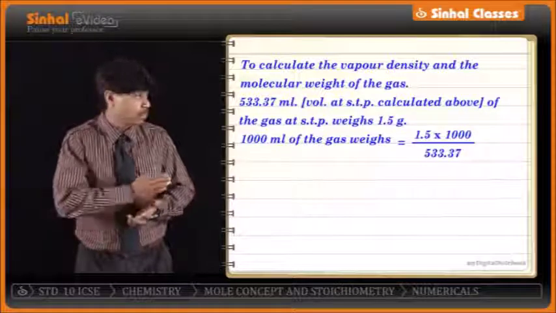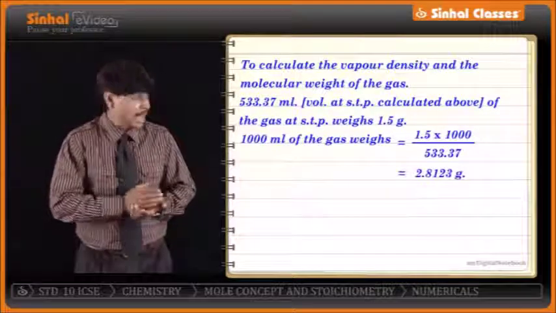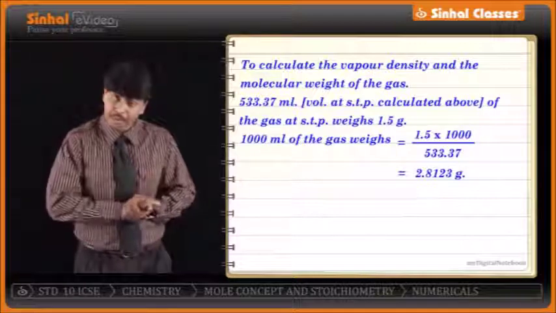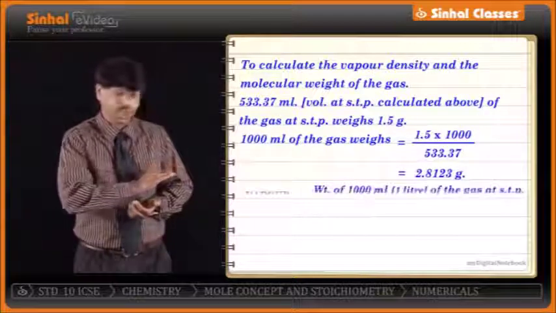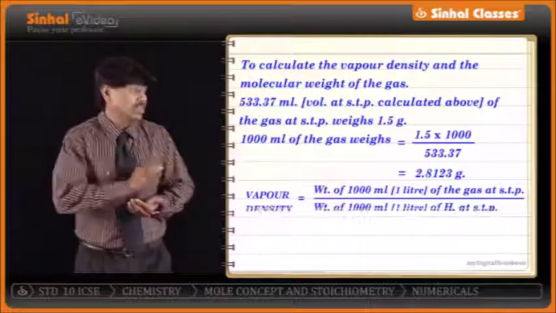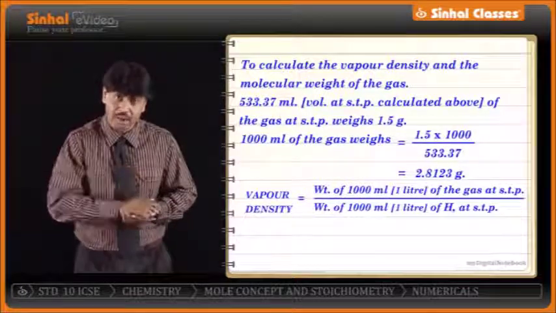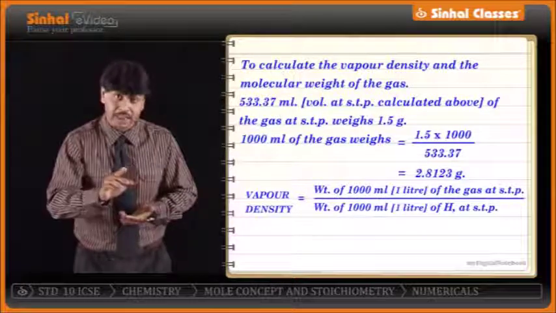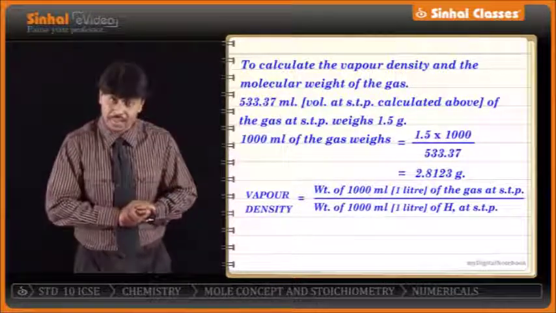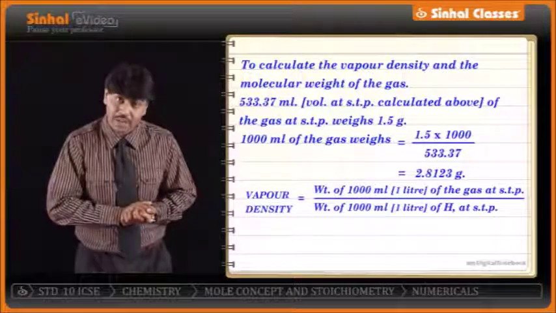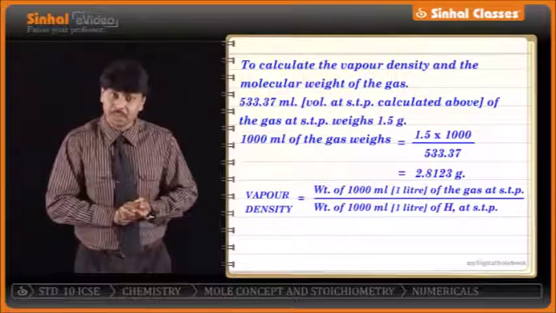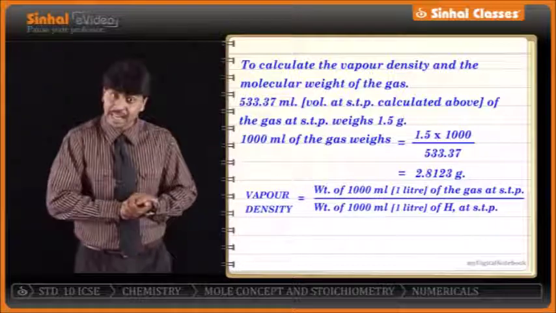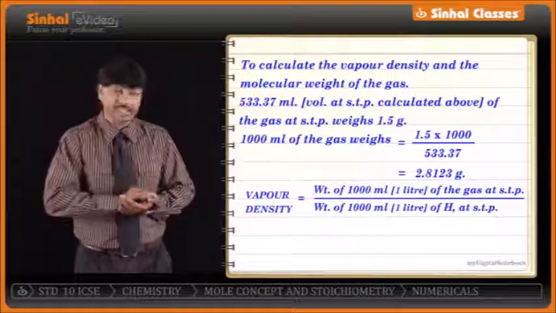The answer comes out to be 2.8123 grams. Now, vapor density is equal to the ratio of the weight of 1000 ml, that is 1 liter of the gas, to the weight of 1000 ml, that is 1 liter of hydrogen gas. The weight of 1 liter of hydrogen gas is given in the problem, that is 0.09, and the weight of 1 liter of the gas at STP we have already calculated.